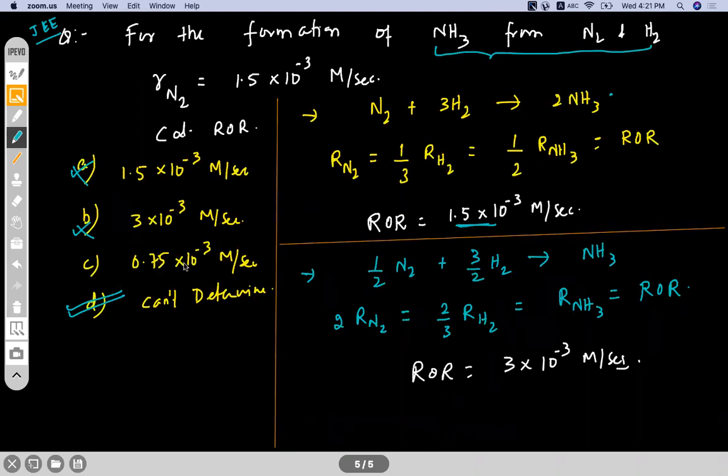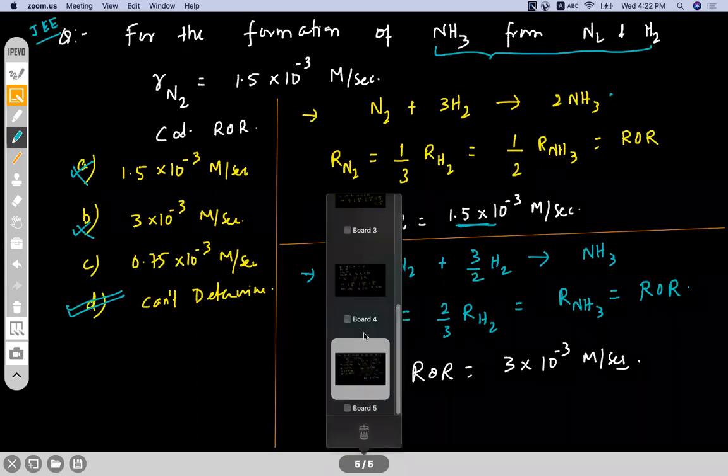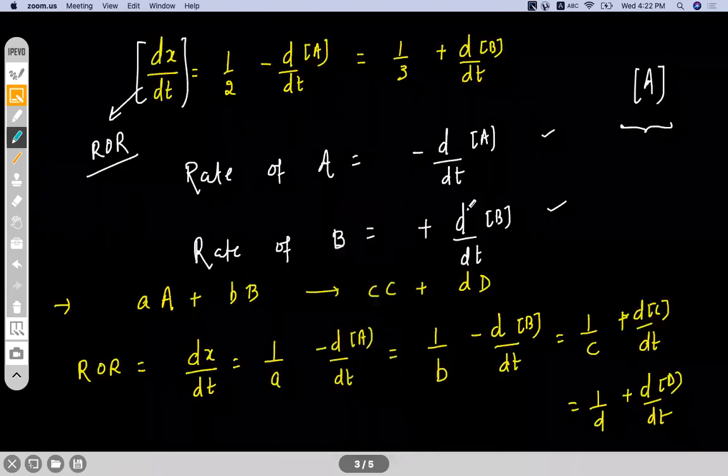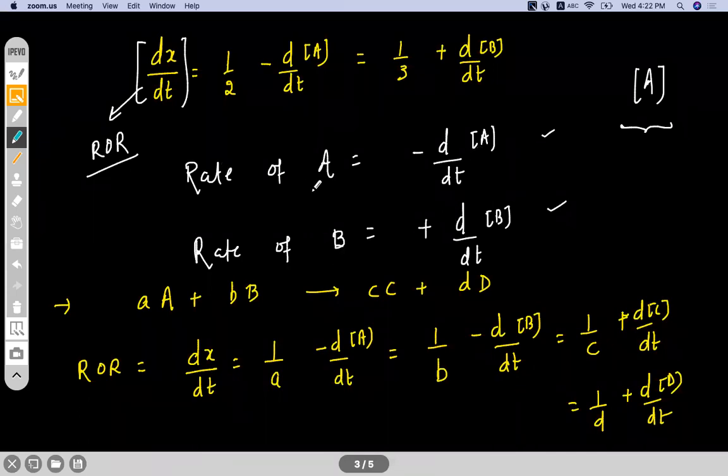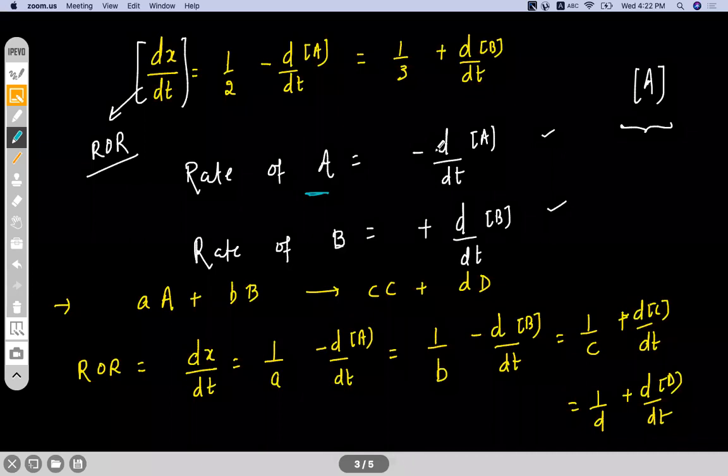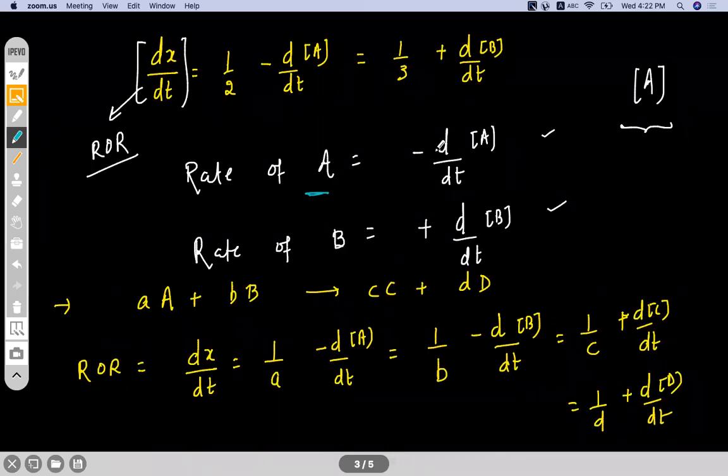So for this question, the answer is cannot be determined. Like last class also I said, I'll go back again. Here you see what I have written. You must be wondering why I'm writing this again and again, because I have done this last class also. I have written the rate of A is simply minus dA by dt. Do we have any stoichiometric coefficient here?